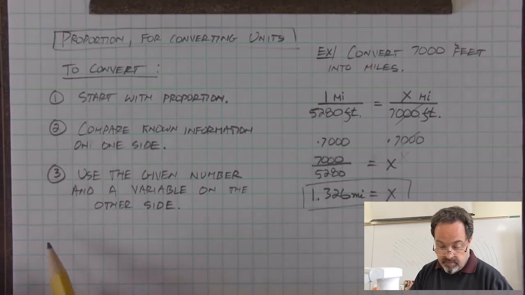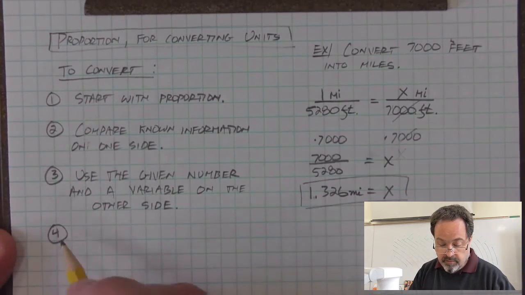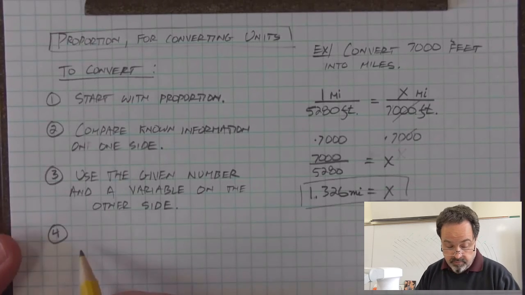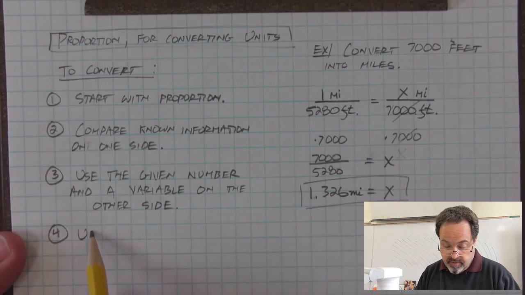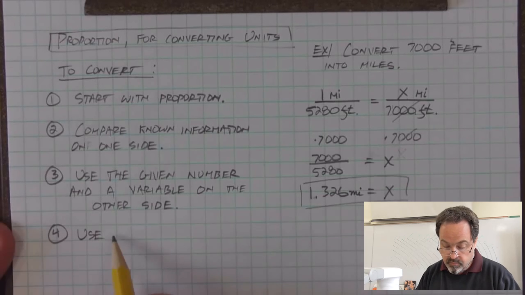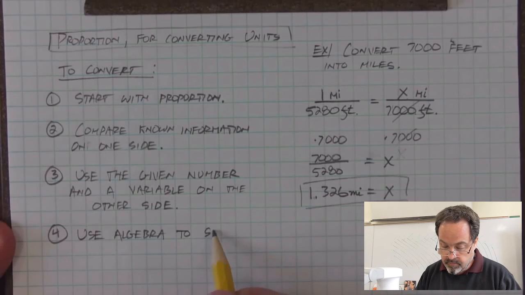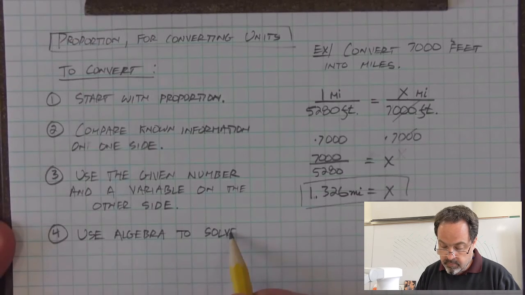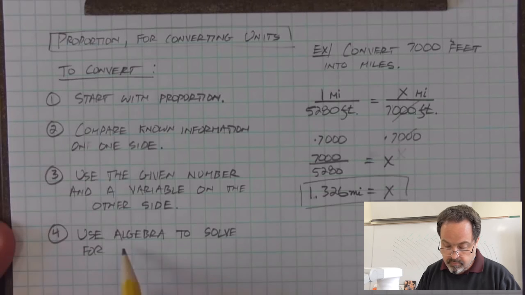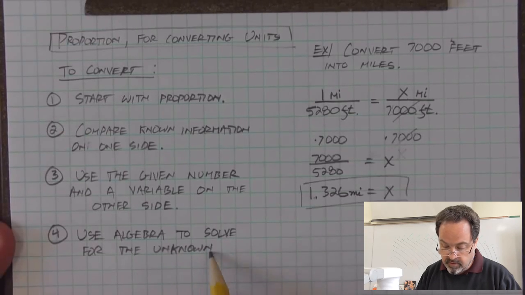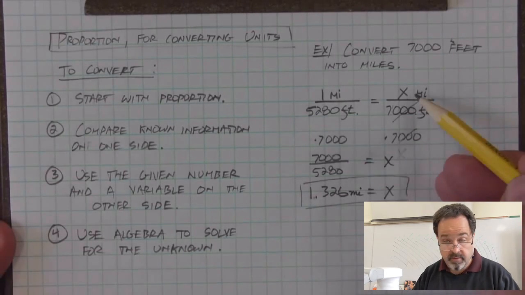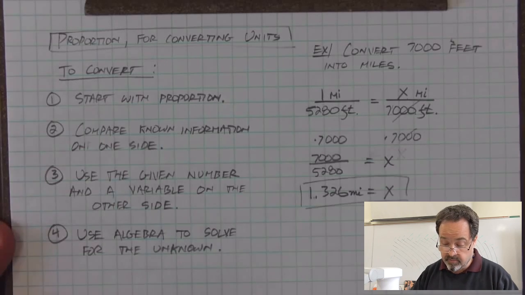A proportion can be used to convert any unit to any other unit. The last step that we took in this process was to use algebra to solve for the unknown. In this case, algebra was used to find the unknown x, and we got its value in the end.